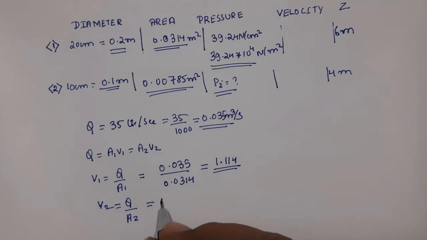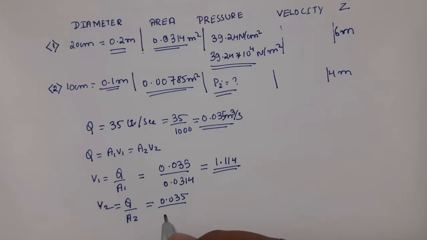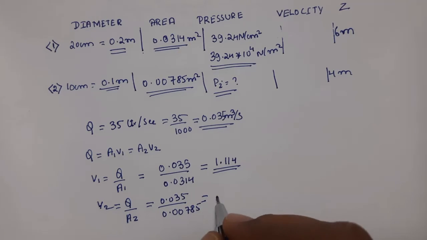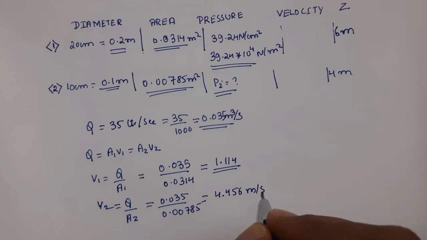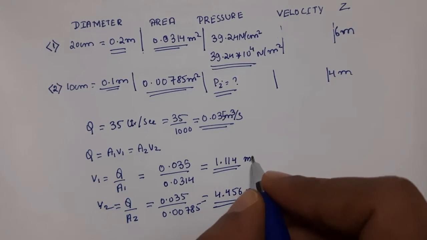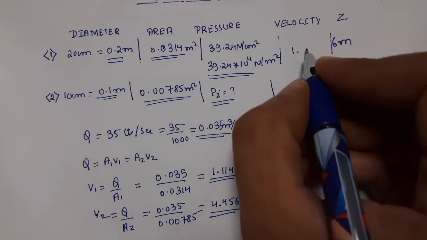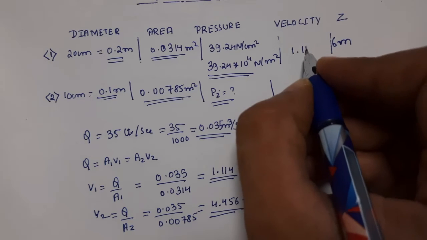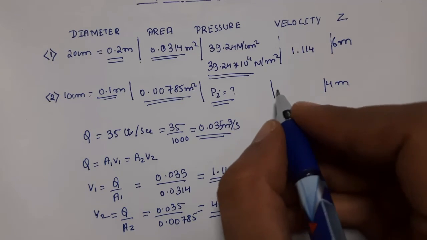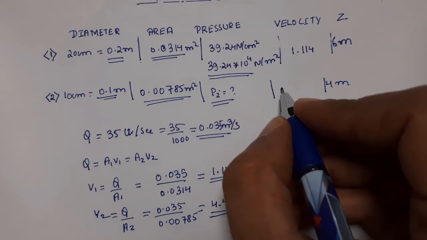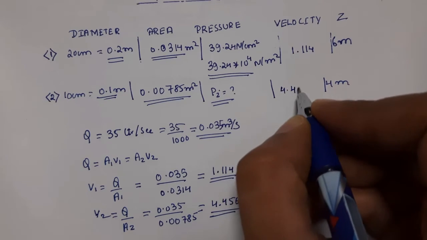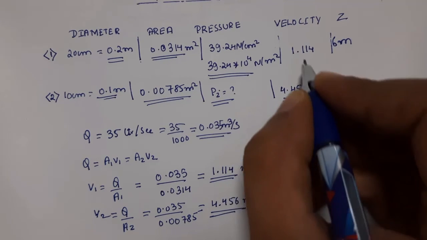Similarly, Q is 0.035 divided by the area 0.00785. So it will be nothing but 4.456 meter per second. So you can write down the velocity, that is 1.114 meter per second, and at section 2 the velocity is 4.456 meter per second.